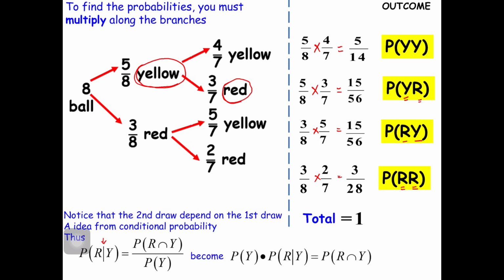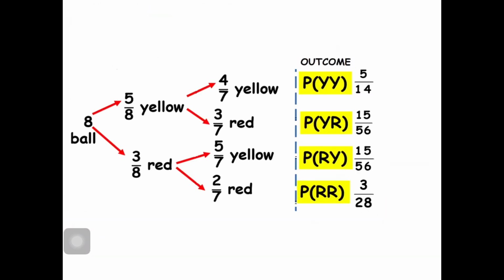So here it will become probability Y multiplied with probability R given Y equals probability R intersect Y, where this is actually your probability yellow, red, or YR. So this is your tree diagram with the outcome and the probability of it.